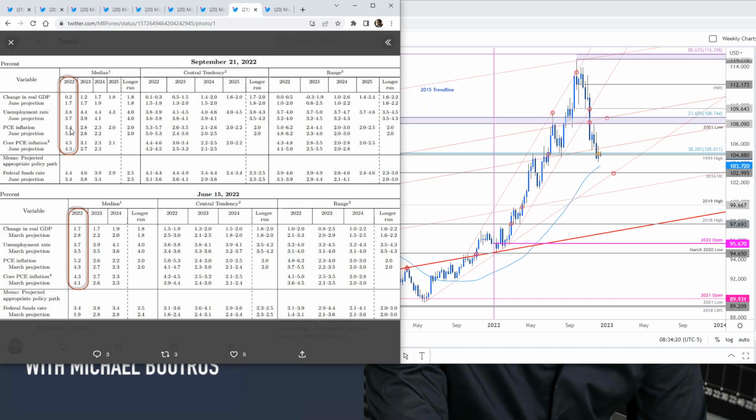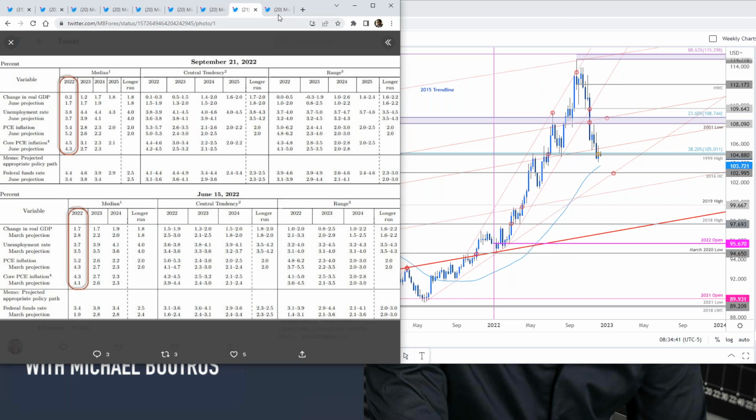All suboptimal projections here. So they've been slowing the pace, reducing expectations of growth, increasing expectations of inflation, and obviously unemployment. Well, they've already said that that's one of the things that needs to slow down for the inflation picture to come off.